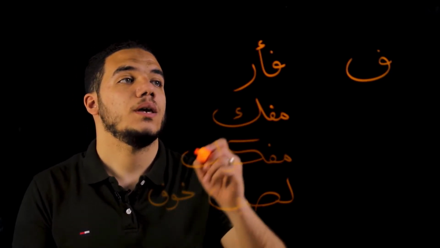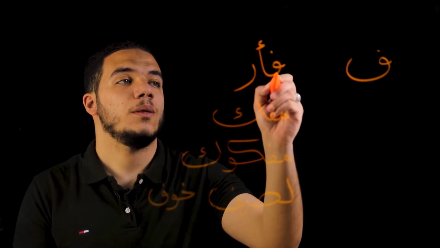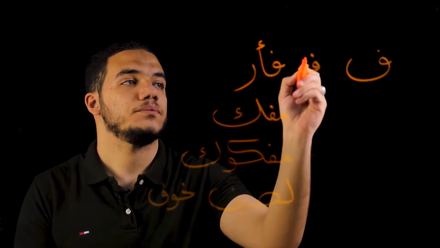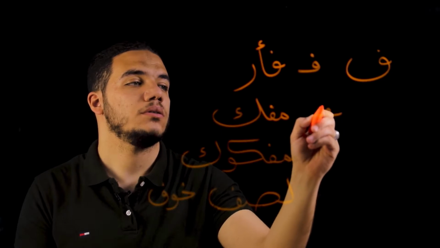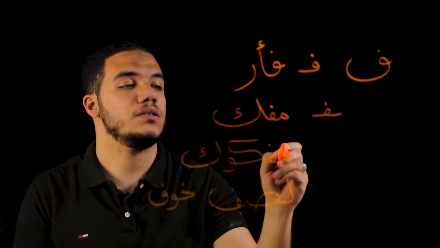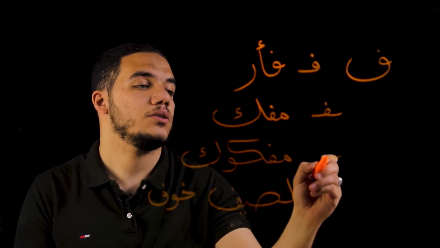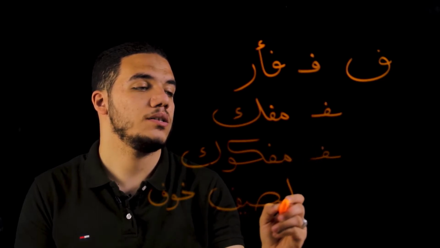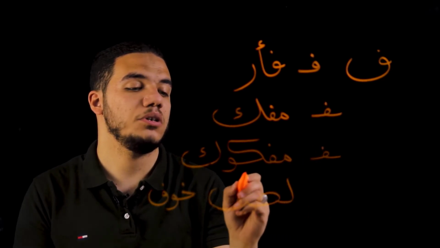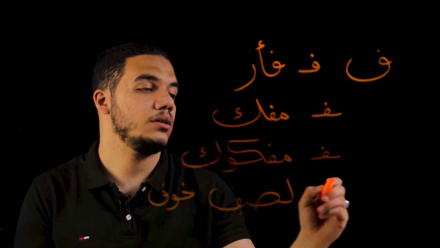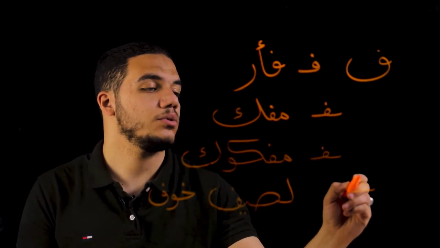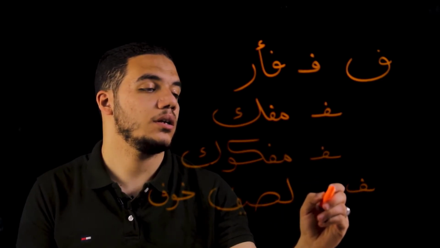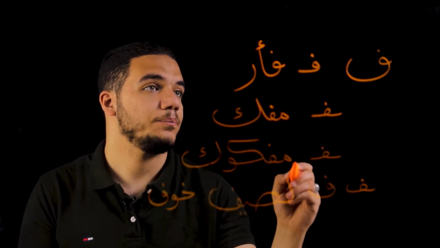Here you can see that it's written in the beginning just like that, in the middle, connected from both sides. Here it's also connected from both sides. At the end it could be connected and not connected. When it's connected it's written like that. When it's not connected it's written like that.